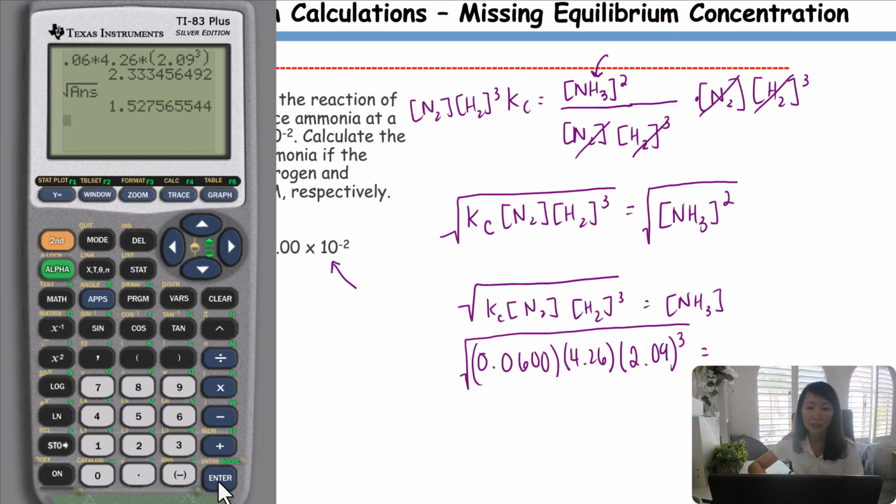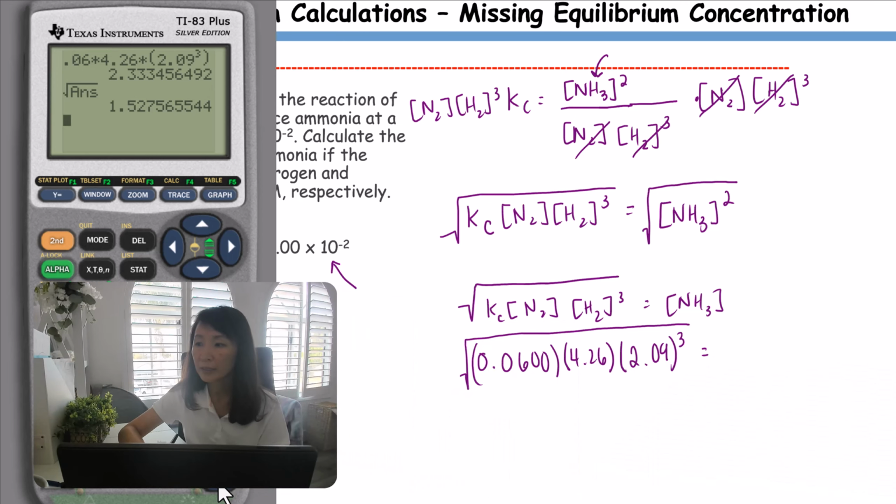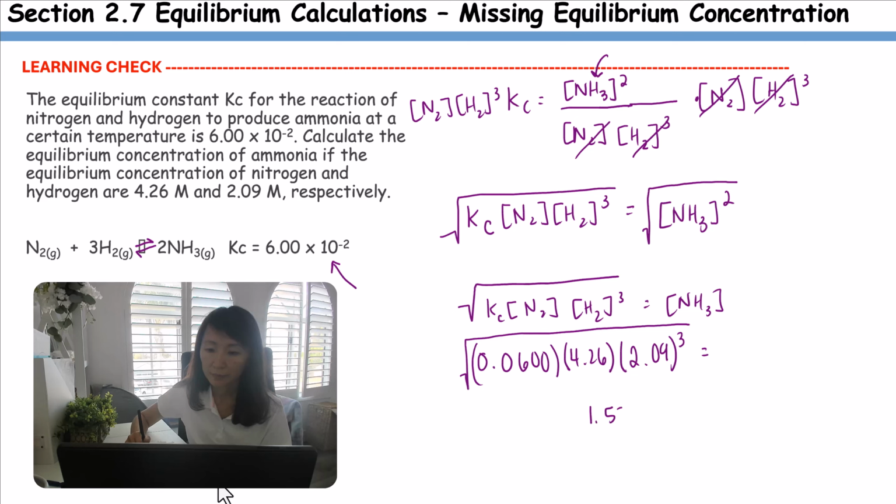And press enter, and you get 1.53 molarity, which is the concentration of NH3 at equilibrium.